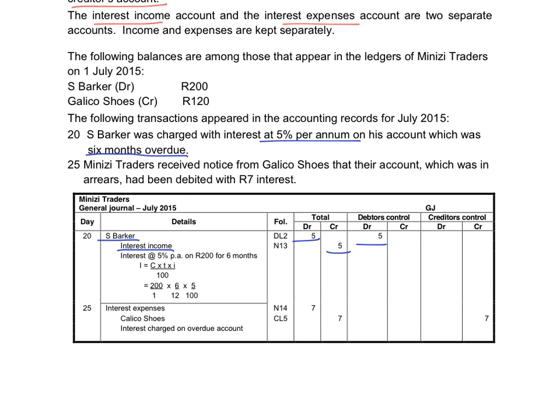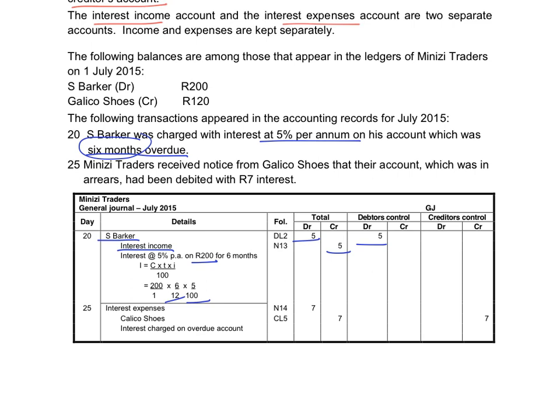If we have to calculate the interest, we will take the amount, 200 Rand, multiply it with the 5%, and work it out for the number of months that the interest is charged. In this case, they said it was 6 months, so we will work out the interest for 6 months.